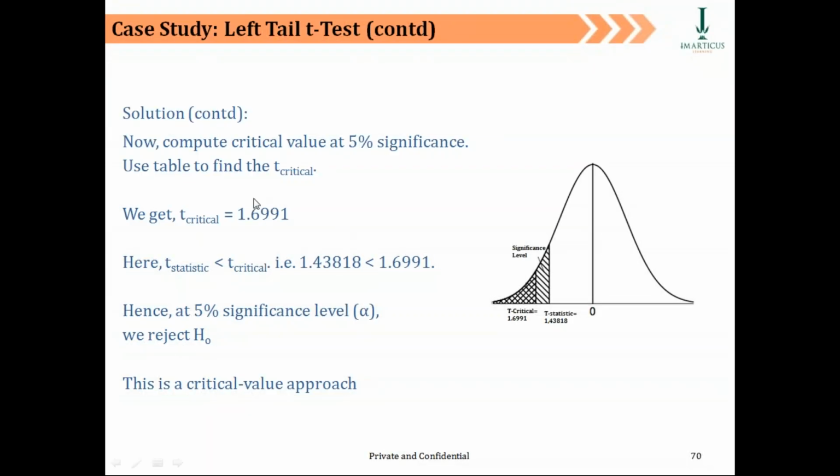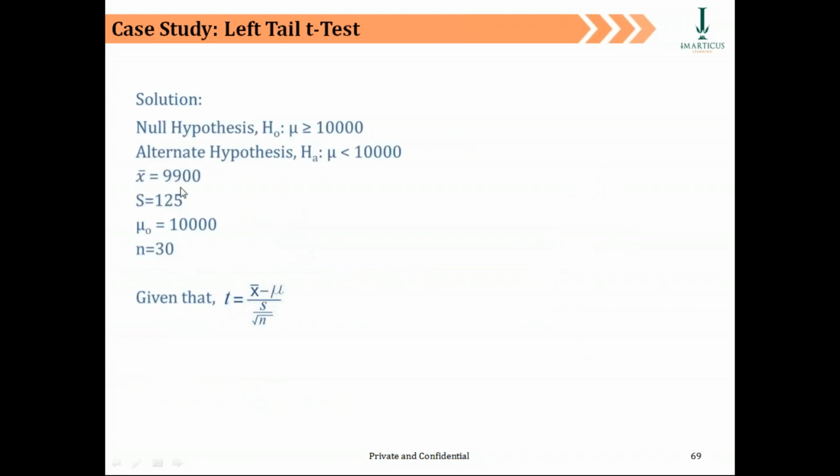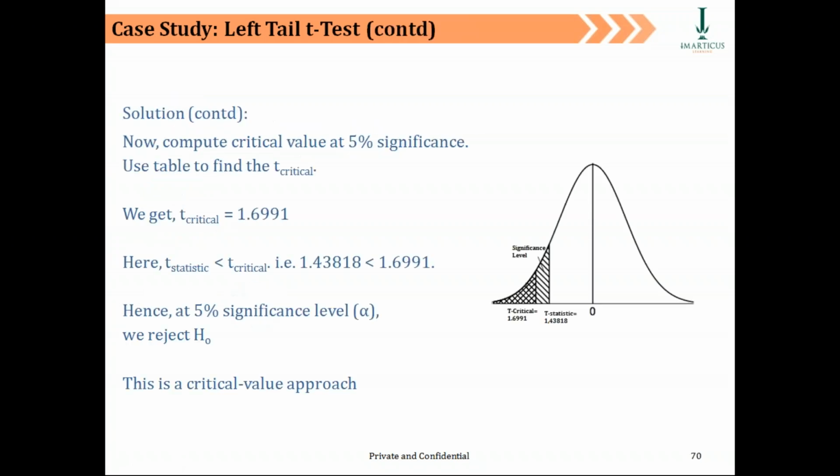Now look here. It is saying that your table value is coming as 1.69. From the table, if you calculate all these numbers, you are going to get this one, 1.43. And this 1.43 is less than 1.69. That means this is the T critical. If anything is going this side, that is in the rejection region. And if anything is going this side, that is going in the non-rejection region.